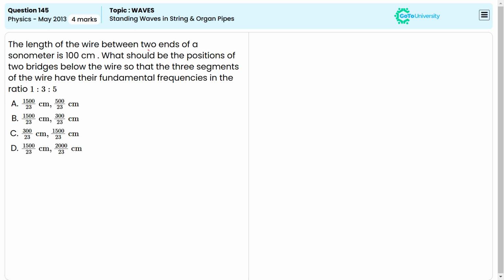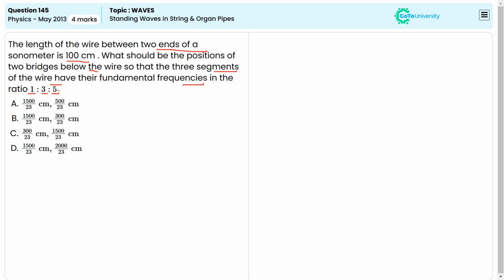The length of the wire between the two ends of a sonometer is 100 centimeter. What should be the position of two bridges below the wire so that the three segments of the wire have their fundamental frequencies in the ratio 1:3:5?